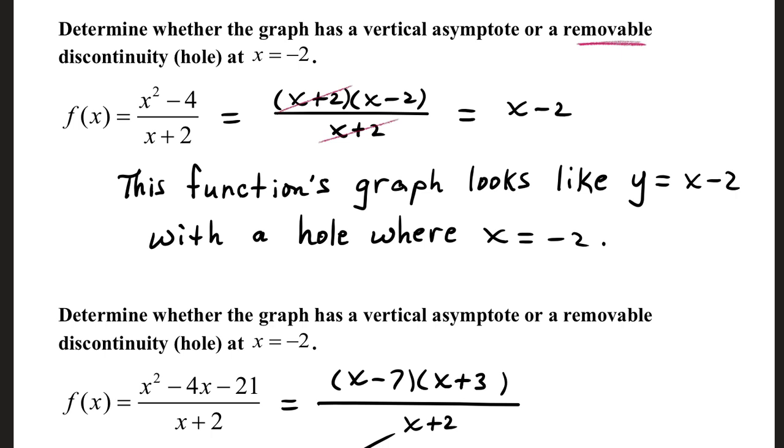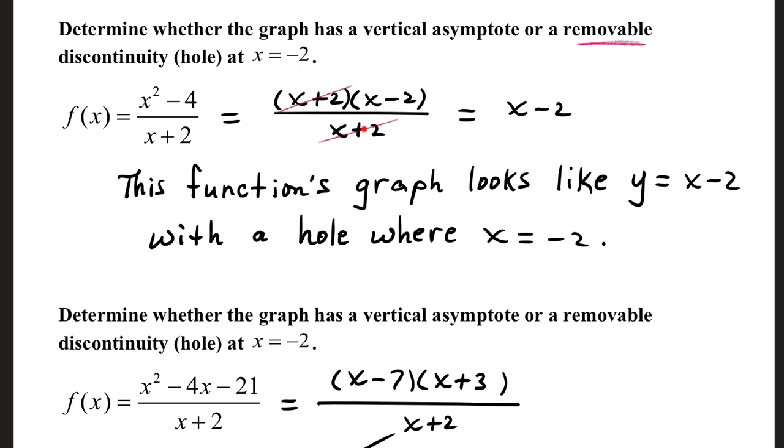Determine whether the graph has a vertical asymptote or a removable discontinuity, also known as a hole in the graph, at x equals negative 2. In this function, if you try to directly sub in negative 2, you get a 0 denominator, which is undefined. However, the numerator can be factored as a difference of two squares, x plus 2, x minus 2. Because you can remove the denominator by canceling, that leaves you with x minus 2.